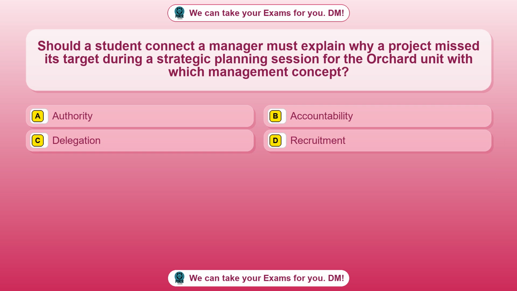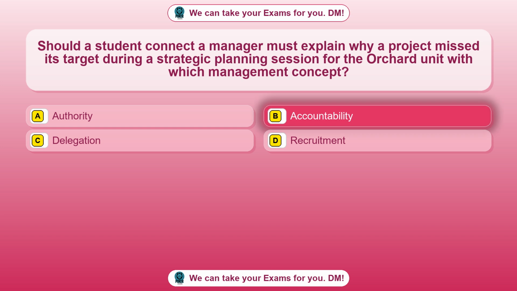Question 58. Should a student connect a manager who must explain why a project missed its target during a strategic planning session for the Orchard unit with which management concept? Option A, authority. Option B, accountability. Option C, delegation. Option D, recruitment. The correct answer is option B, accountability.